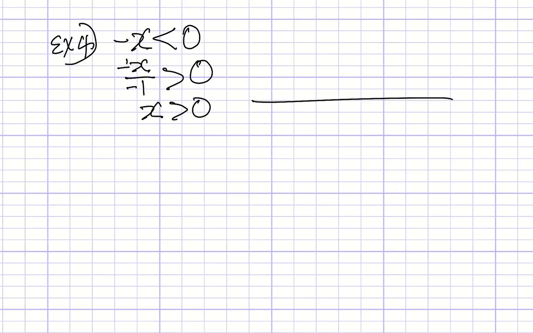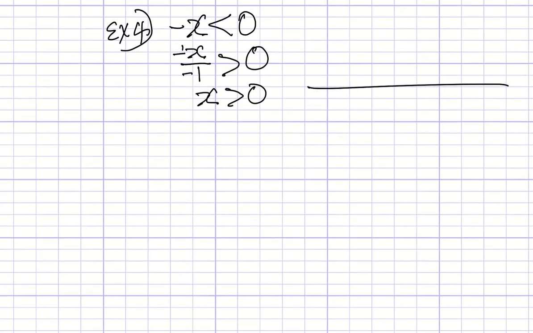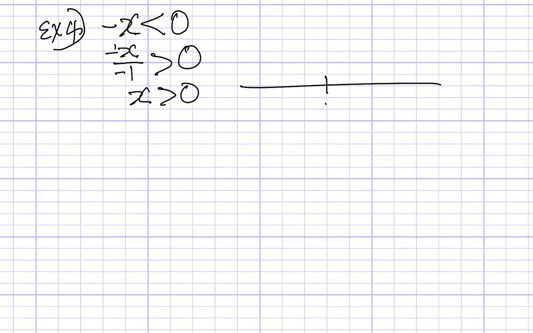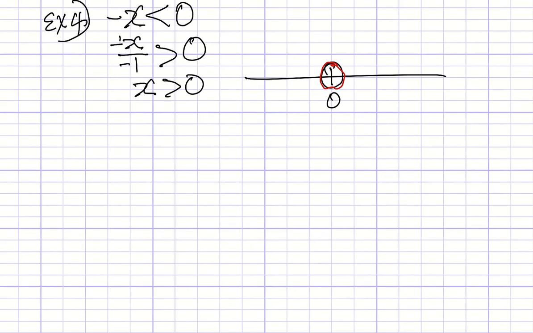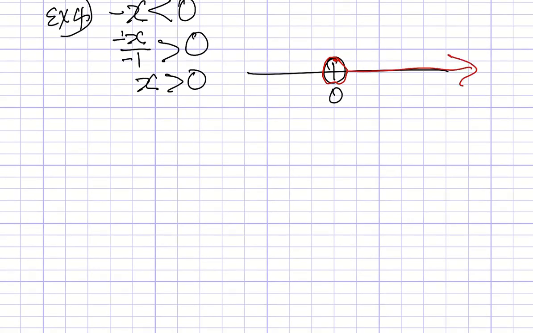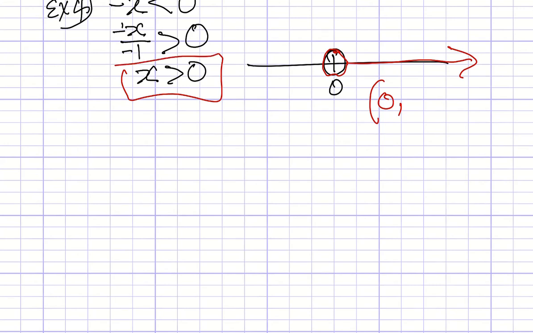So you draw that. x greater than 0: where is 0? 0 is right here, and 0 is not included, so you circle it and it goes that way. That's a good example. When something is greater than 0, it goes to infinity. When something is greater than 0, it means it's on the positive side of 0. That's all that means.